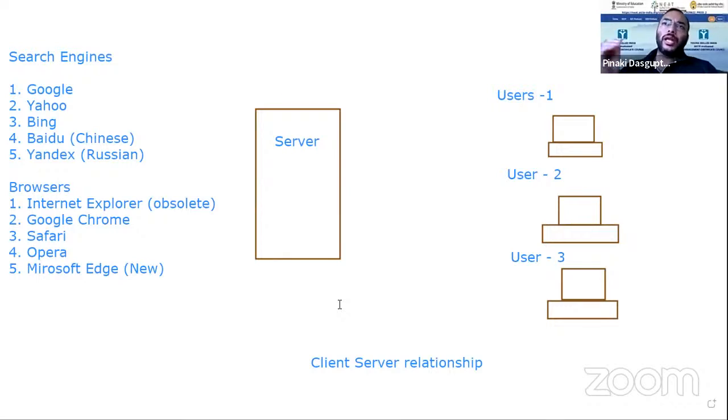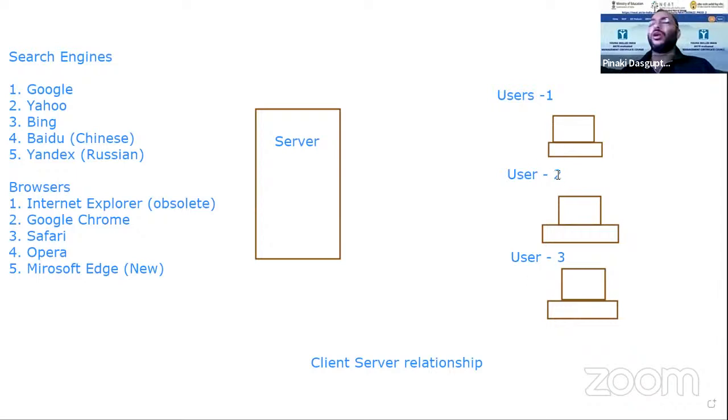And within that server, there are a lot of databases, a lot of information stored in a special manner. Now, how do we access those databases? Here you can see user 1, user 2, user 3. These are 3 computers. This is a personal computer.